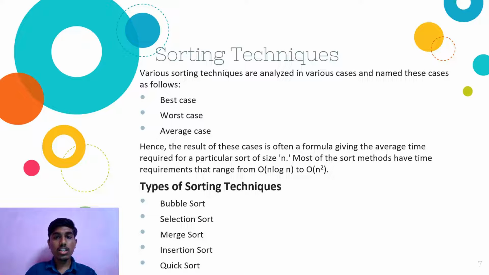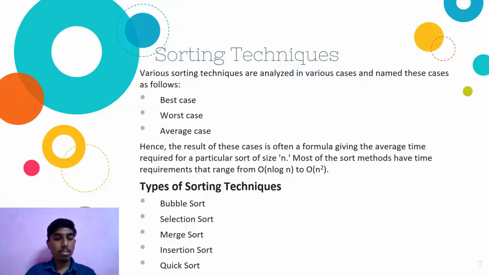Various sorting techniques are analyzed in various cases and named these cases as follows. There are mainly three types of cases found in complexities: best case, worst case, average case. Hence the result of these cases is often a formula giving the average time required for a particular sort of size n. Most of the sort methods have time requirements that range from order of n log n to order of n square.